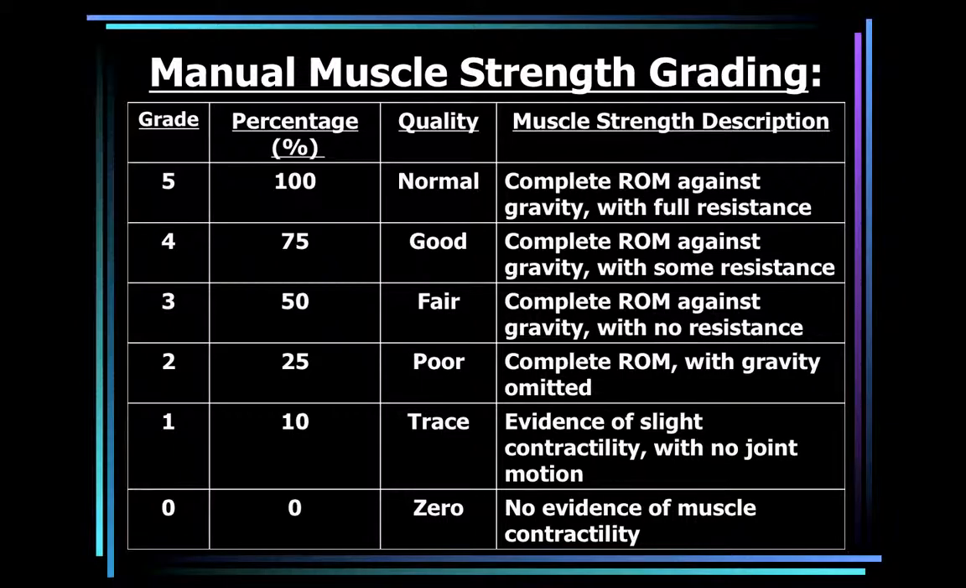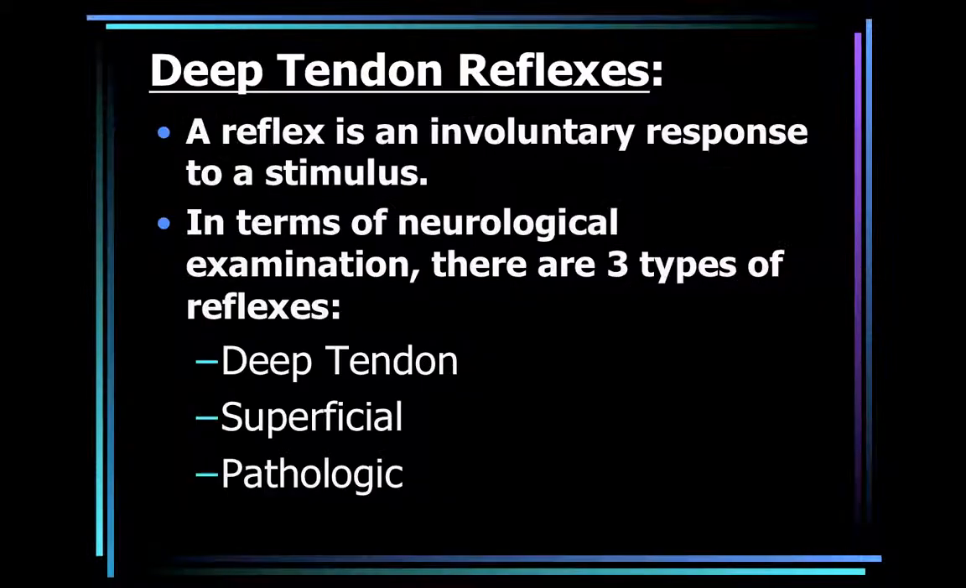If they can do the motion with gravity omitted, so you sort of change their position and they can do that, that would be a 2. If there's a little bit of contraction, that would be a 1. And if there's no contraction at all, it would be a 0.